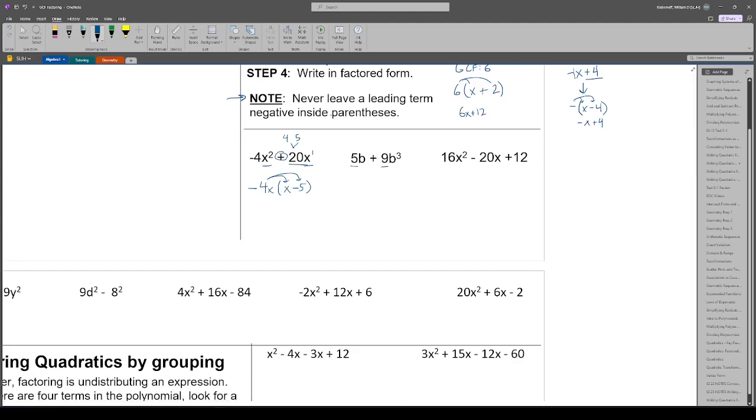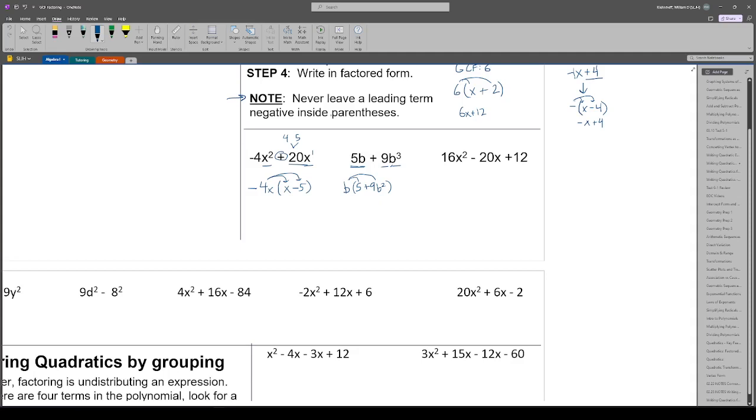So the only thing they share is b to the first power. I can take b away from both of these and they're still fine with it. So I'm going to put b outside the parentheses. Then I'm left with a 5 here because b times 5 will create this 5b. And then I divide 9b cubed by b to the first and I get 9b squared. And again, if I check, that times that is 5b, and that times that is 9b cubed. So I get what I wanted.